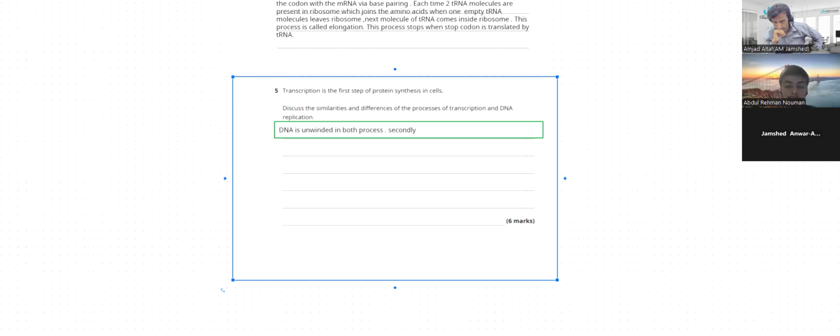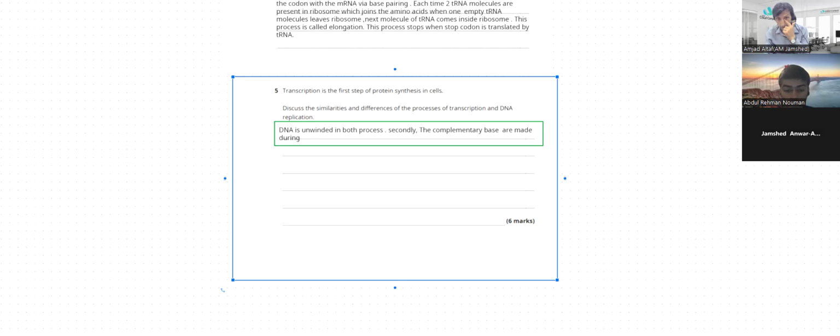Secondly, complementarity, that's also one of the keys. Complementary strands are made during both processes. You would say both use a DNA strand as a template to build a new strand using complementary base pairing, right?